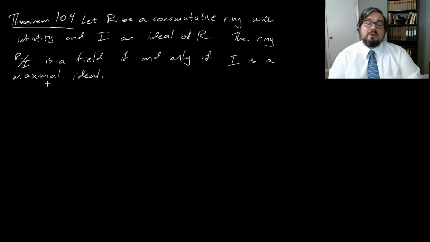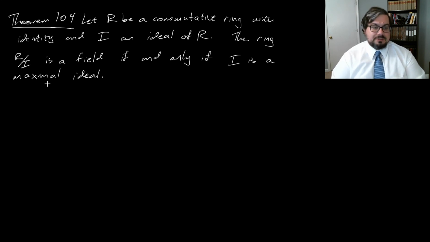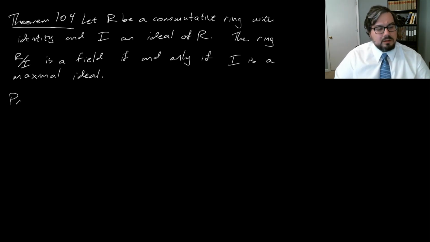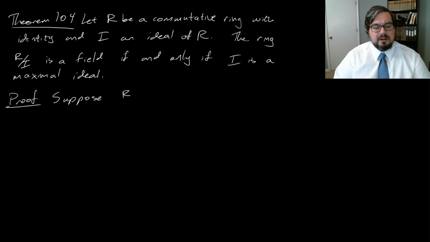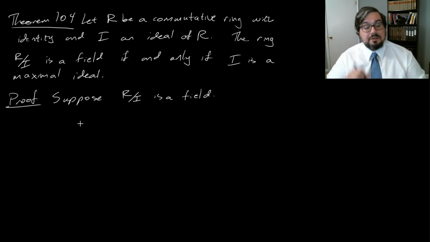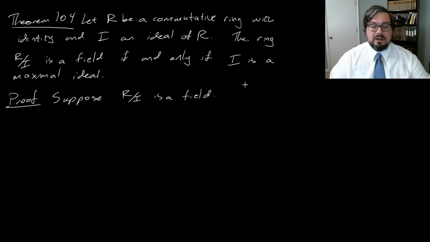So Theorem 103 showed that prime ideals correspond to domains. And Theorem 104 says that maximal ideals correspond to fields. That is assuming that the ring that we start with is a commutative ring with identity. So let's look at the proof. Let's first of all suppose that R mod I is a field. We want to show that I is a maximal ideal, which means we want to show that there's no ideal in between the ideal I and the whole ring R.